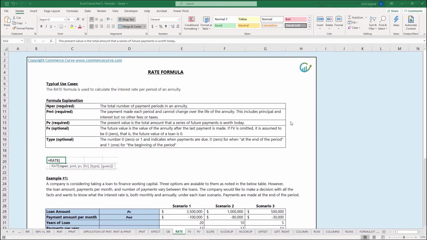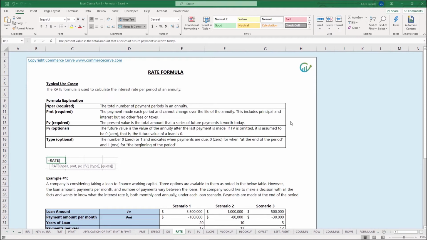It's comprised of the Nper, which is the total number of payment periods in an annuity. There's also the PMT part of the formula, which is the payment made each period, and that cannot change over the life of the annuity. This includes the principal and interest, but no other fees or taxes. We've also got the PV, which is the present value of the total amount that a series of future payments is worth today. So that's the present value. What is it worth today?